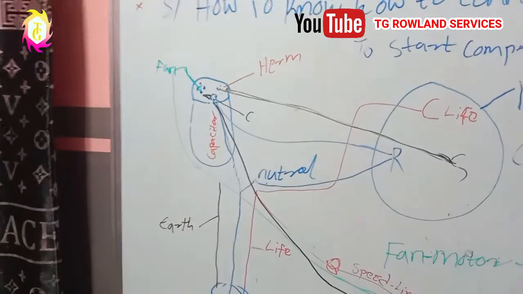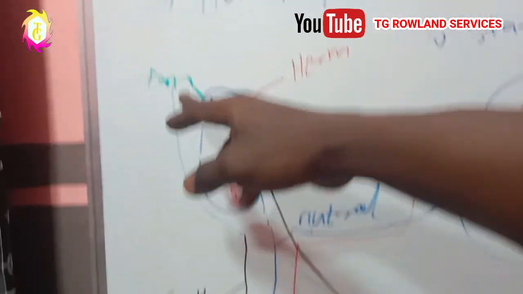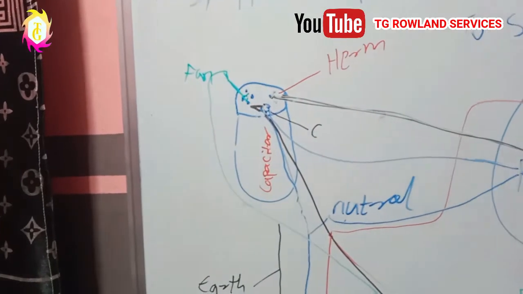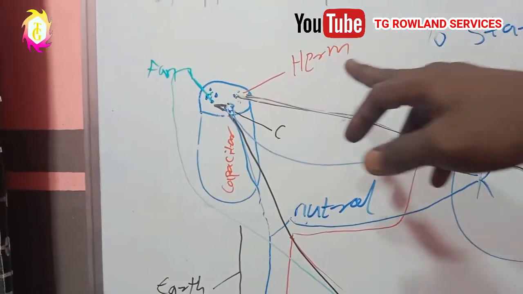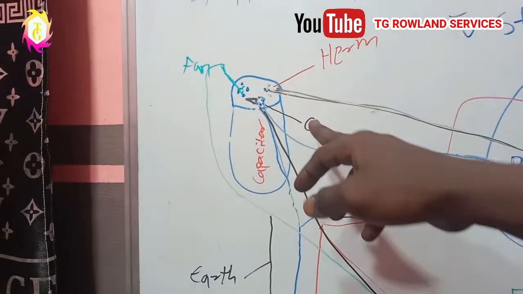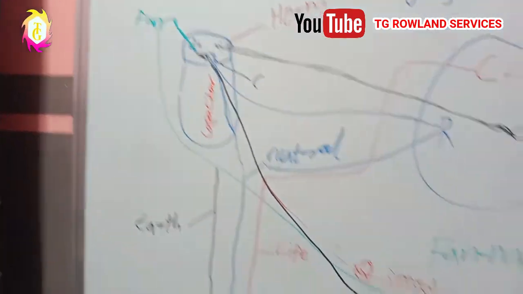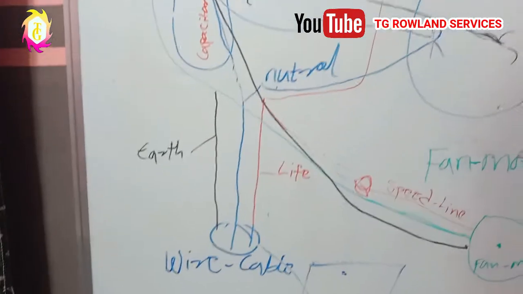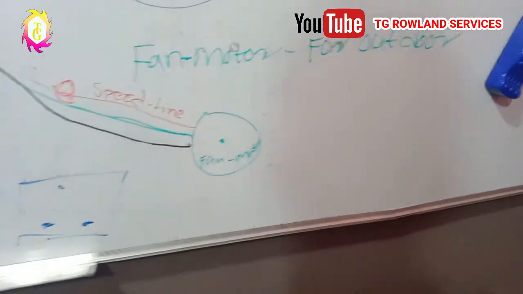On the other side is what we call the capacitor, which is this, that has three pins: 1, 2, 3. It has what? Fan. From the fan, it has what? Cam, which is the starting of the compressor. From this place, you see what it has, the C. And when you watch closely right there, this is the wire which you use in connecting it on the board.